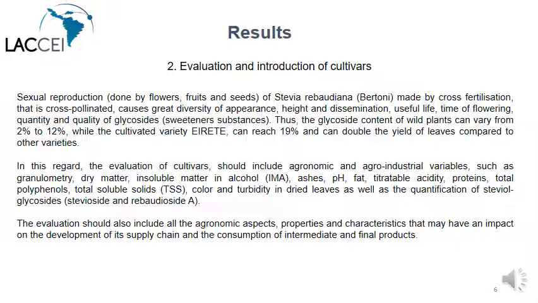The evaluation of cultivars should include agronomic and agro-industrial variables such as granulometry, dry matter, insoluble matter in alcohol, ashes, pH, among others, as well as the quantification of steviol glycosides. The evaluation should also include all the agronomic aspects, properties, and characteristics that may have an impact on the development of its supply chain and the consumption of intermediate and final products.